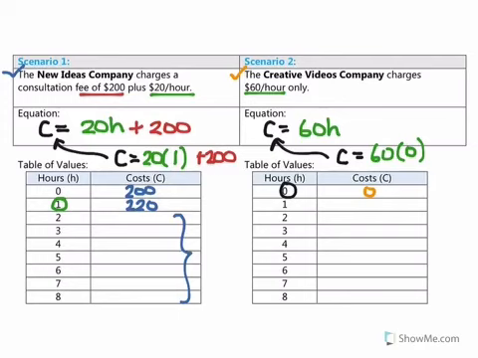Now, if you're going to change that to 1 hour, then you're just going to change the number inside the brackets. 60 times 1 is going to be $60.